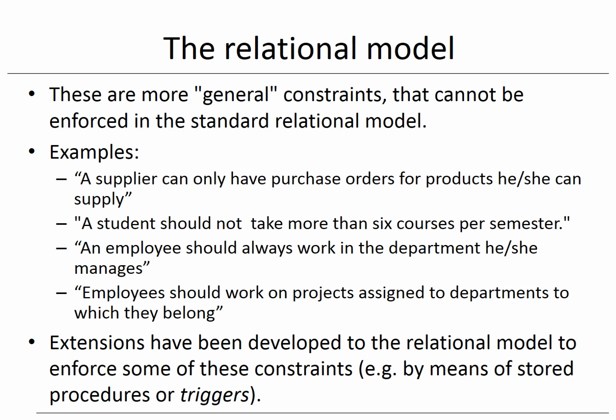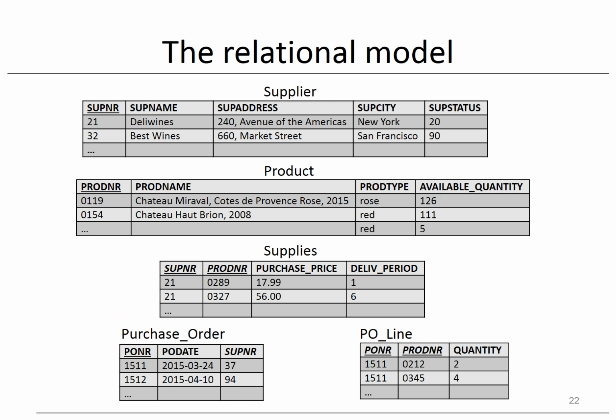As we will discuss later, extensions have been developed to the relational model to enforce some of these constraints using, for example, stored procedures or triggers. Here you can see an example relational database scheme and state for a purchase order administration. As you can see, there are no inconsistencies or duplicate information. This is why we call this a normalized relational scheme.